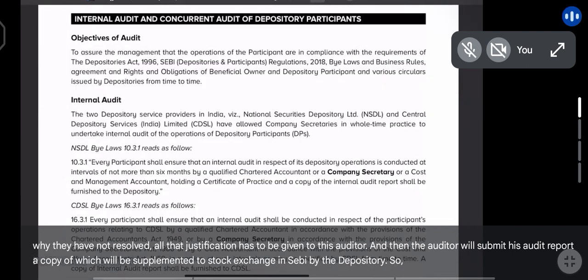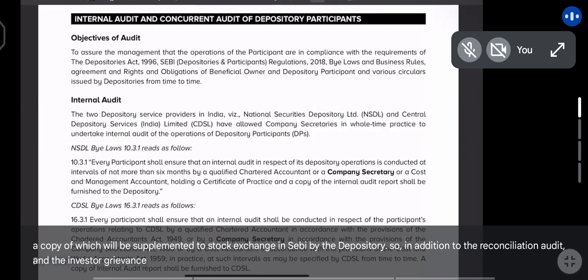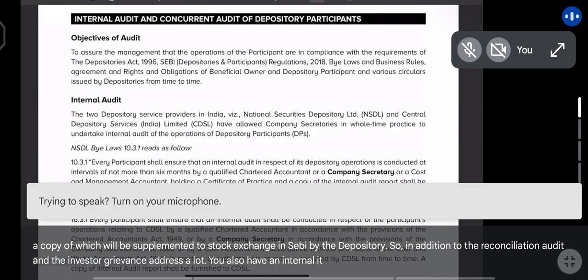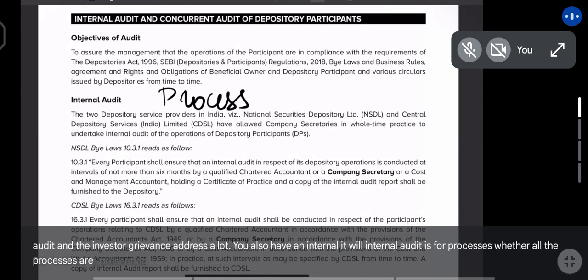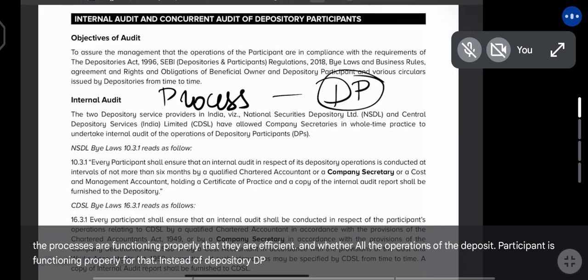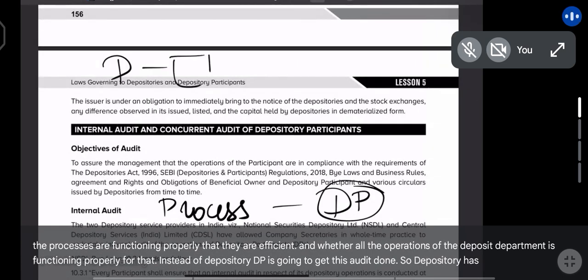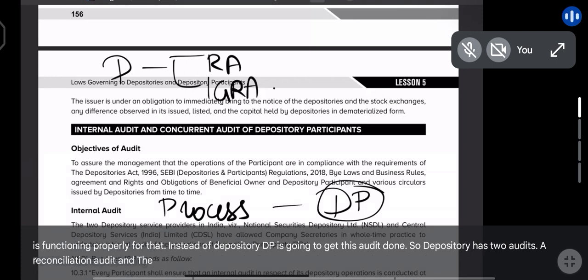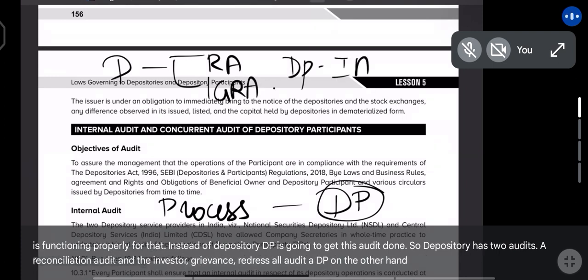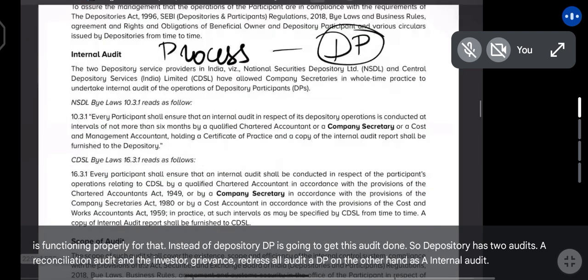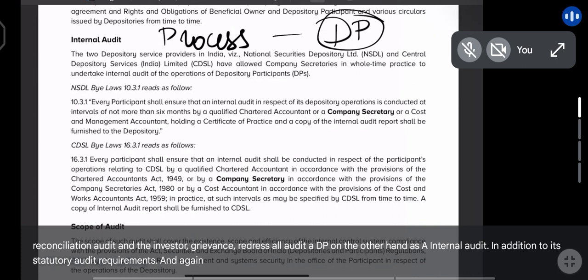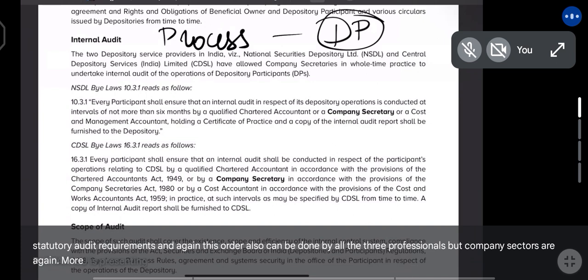So, in addition to the reconciliation audit and the investor grievance redressal audit, you also have an internal audit. Simple internal audit is for processes, whether all the processes are functioning properly, whether they are efficient, and whether all the operations of the depository participant are functioning properly. For that, instead of the depository, the DP is going to get this audit done. So the depository has two audits, a reconciliation audit and an investor grievance redressal audit. A DP, on the other hand, has an internal audit in addition to its statutory audit requirements. And again, this audit can be done by all three professionals, but company secretaries are again picking up more of these audits of late.